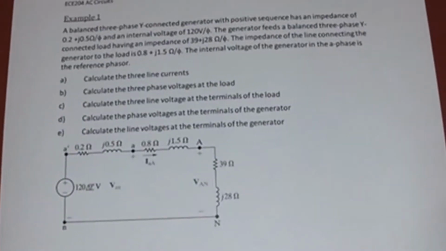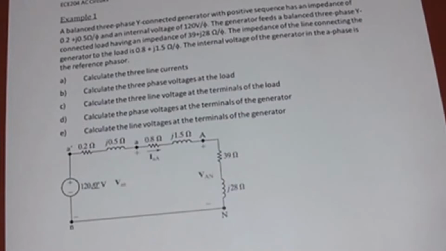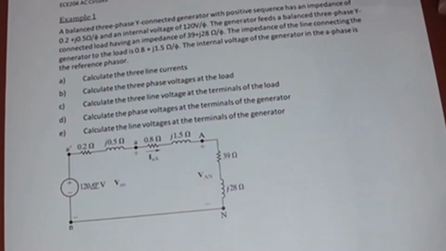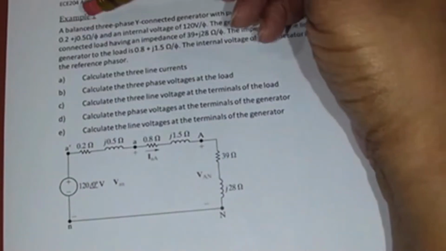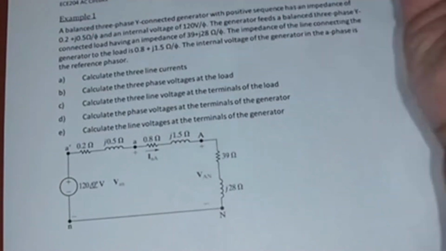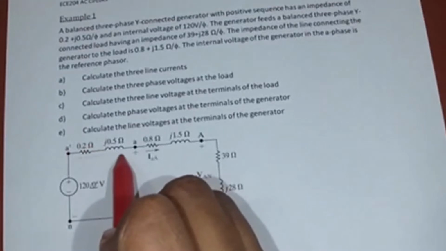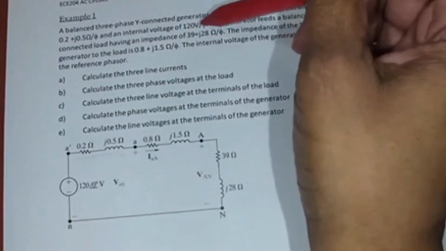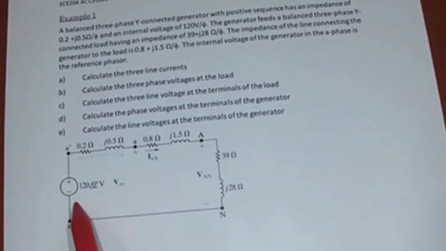We have a circuit here, and I'm only showing one phase, but assume that this is one phase of a Wye-Wye system. I want to take this balanced three-phase system with a positive sequence that has an impedance of 0.2 plus J 0.5 ohms per phase. So here's my line impedance. And an internal voltage of 120 volts per phase. That's what this is showing here.